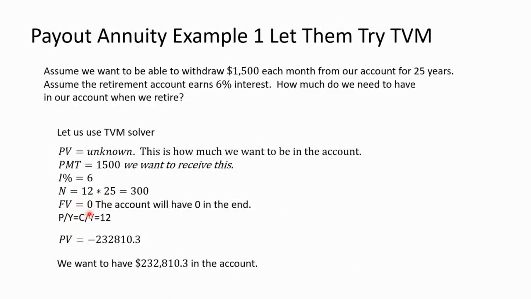Yeah, we want FV to be 0. Now, why is that? Because after all this, we want to have nothing left over in the account. In theory, we want to run through all the money. Does that normally happen in real life? Honestly, I don't know, but theoretically, that's what should happen. And since it's being compounded monthly, both of these here equal each other, and they're equal to 12.